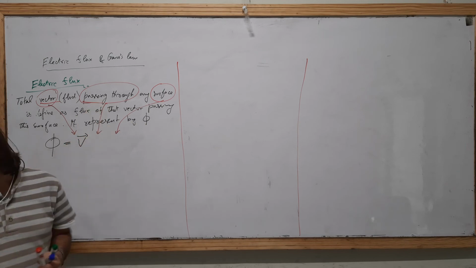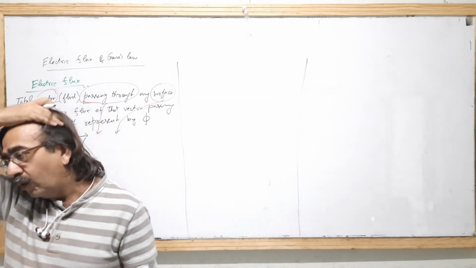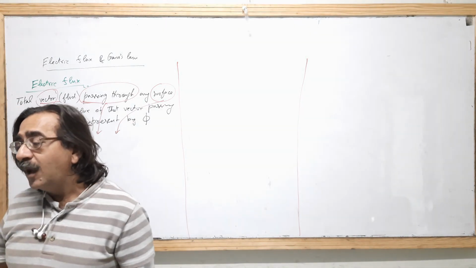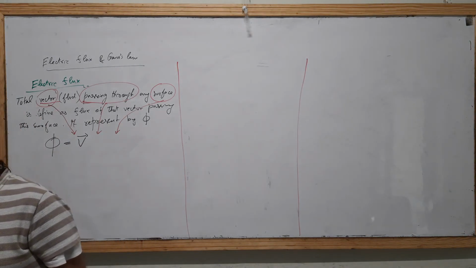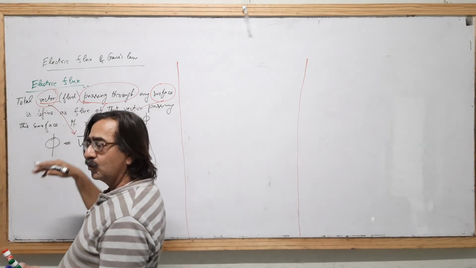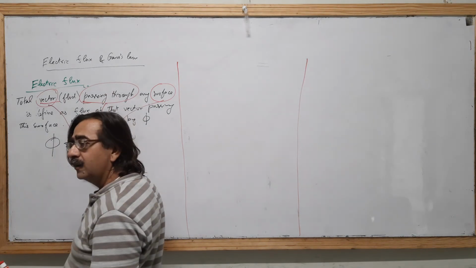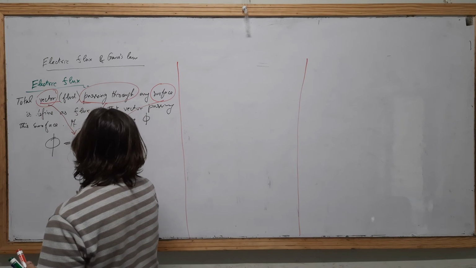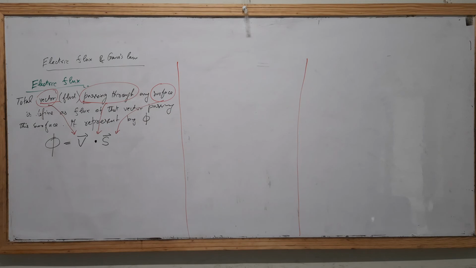The passing word is represented by, I have already explained, what is the meaning of passing? Passing through, along. This passing word is dot. Passing through, along, except, under, all these words represent the dot. And the surface means area. The area is a vector quantity and its direction is according to the cross product. I have already explained. So this is simple.